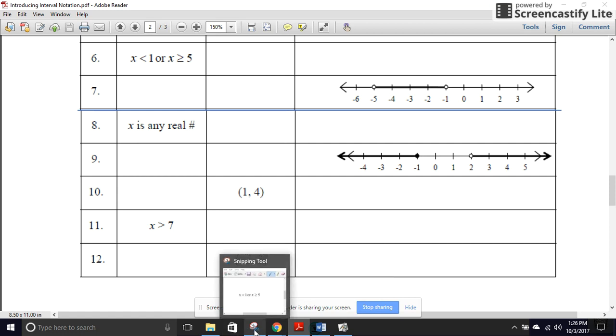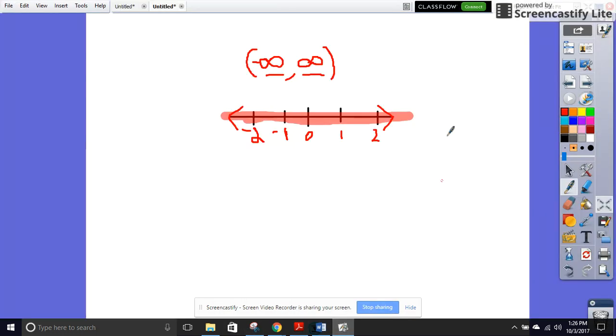So spend the rest of your class time, please, finishing this assignment. And once you get done, you can turn it in. We will be using interval notation at the beginning of our next lesson to discuss domain and range.